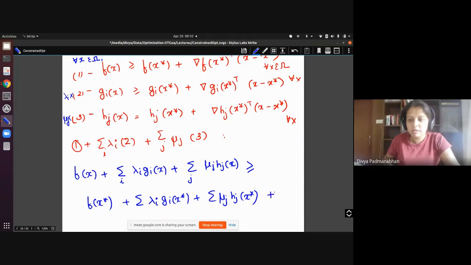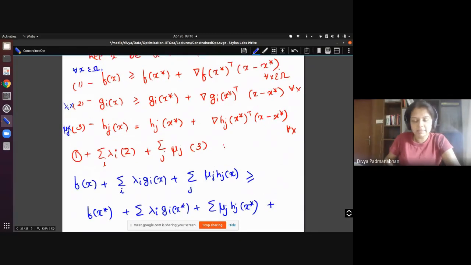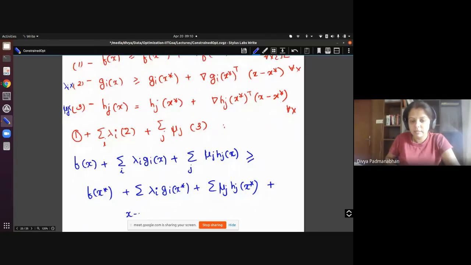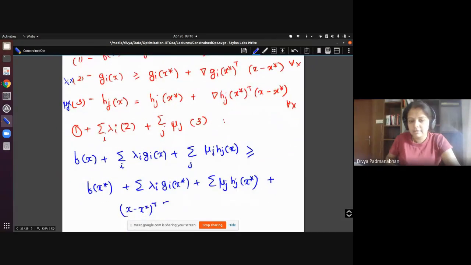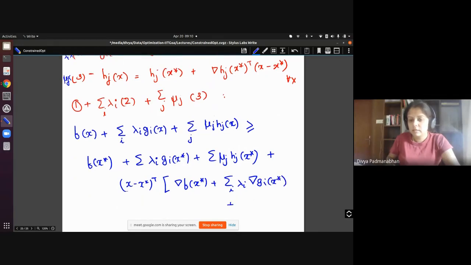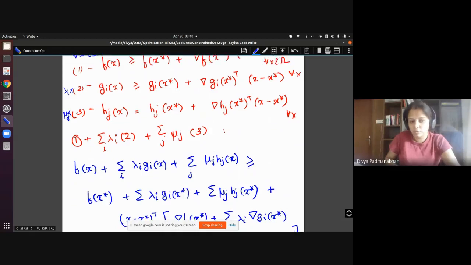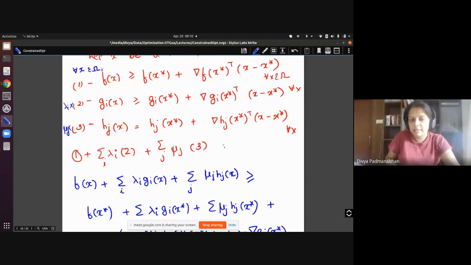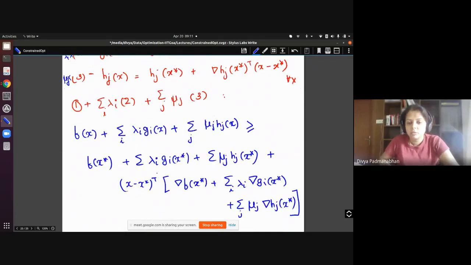And the second part will give you, so the x minus x star is common. So you can just take this out, (x minus x star) transpose, then you have gradient f(x star) plus summation over i of lambda_i gradient of g_i(x star) plus summation over j of mu_j gradient of h_j(x star). Okay, so this is just got by doing this operation: the first inequality plus lambda_i times the second inequality plus mu_j times the third equality. So you get this.